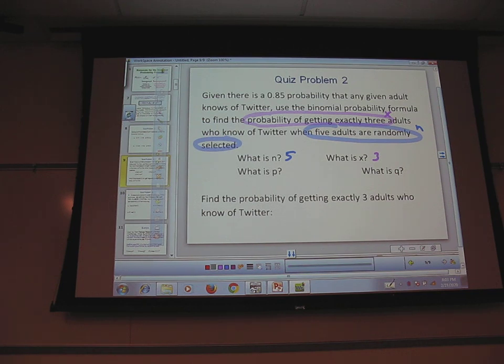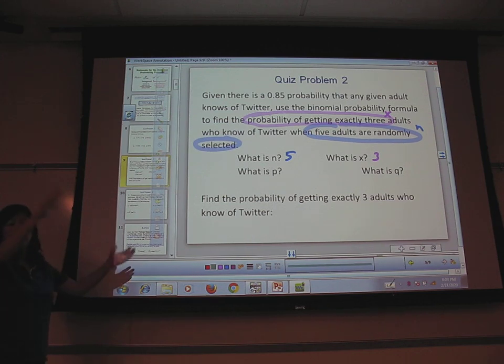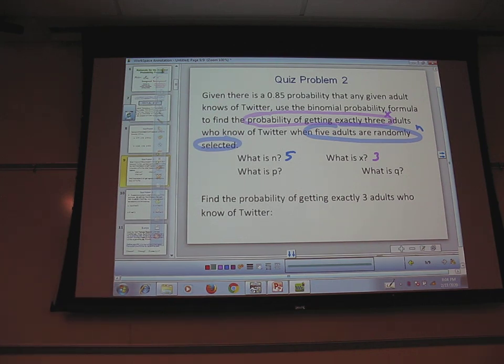So p is kind of the general probability, right? One of my students described it as kind of the probability of the world, like the whole population. If you take all the people in the world, what's the probability that you pick one person out of everybody that knows Twitter? 85%. If you pick one, the probability that they know Twitter is 85%. So then your q is going to be what? 0.15. So find those right away.